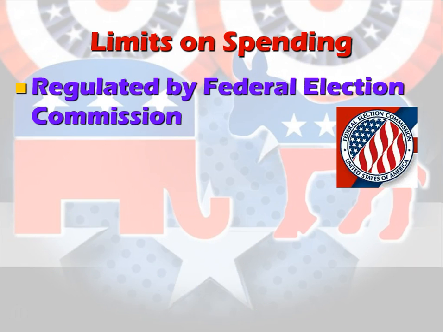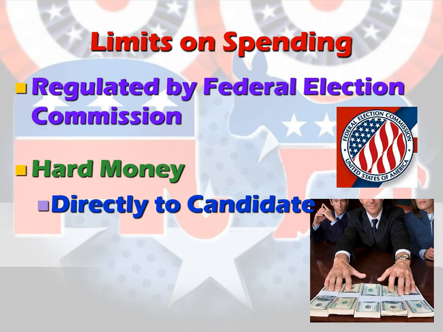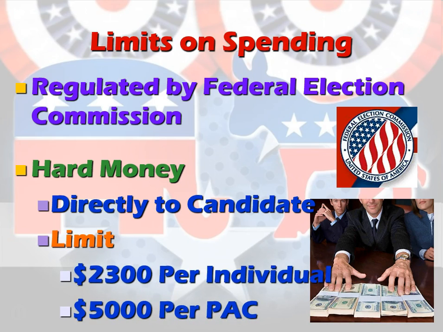Now, there are limits on how much money you can give. These are all regulated by the FEC, the Federal Elections Commission, and people are limited in the amount of money that they can give directly to a candidate. This type of money is what is called hard money. Officially, you are only allowed to give $2,300 directly to a candidate. Or, if you're a member of a political action committee, you are only allowed to give $5,000 directly to the candidate. That's what's known as hard money.